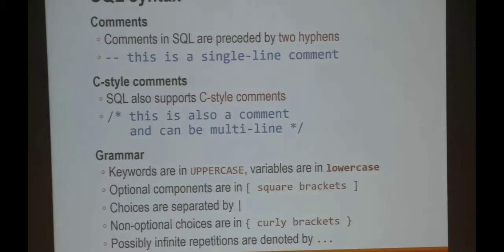First of all, to describe a comment. Comments are not part of the programming language. It is for humans to read. There are two ways. One is that you can use two hyphens, and this is a single line comment. In C, JavaScript, Java, you have this. In Python, you have this symbol. But SQL also supports C-style comments which can be multi-line.